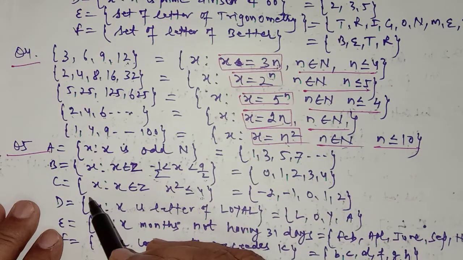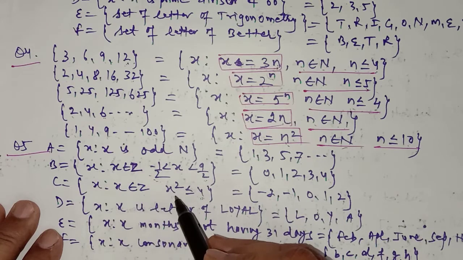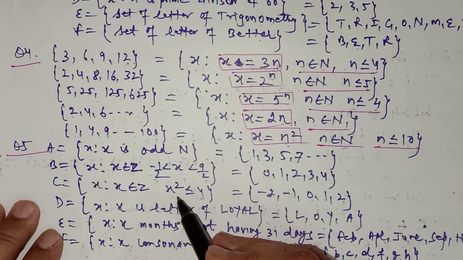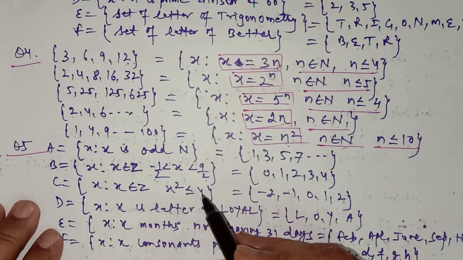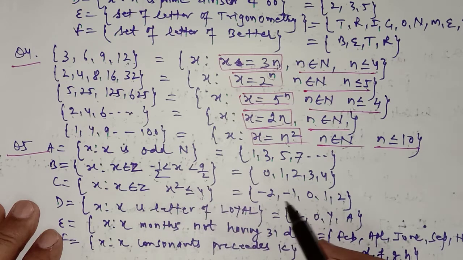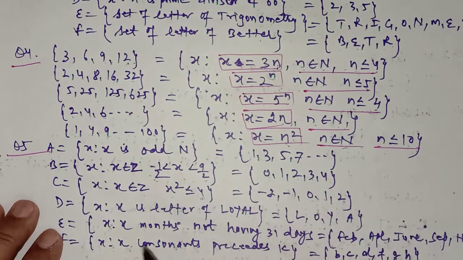Now you have to find in set C those integers whose square is less than or equal to 4. So the square of 2 is equal to 4. The square of minus 2 is equal to 4. We can take it. The square of 1 is less than 4. The square of minus 1 is less than 4. The square of 0 is less than 4. So these are the 5 elements of this set.